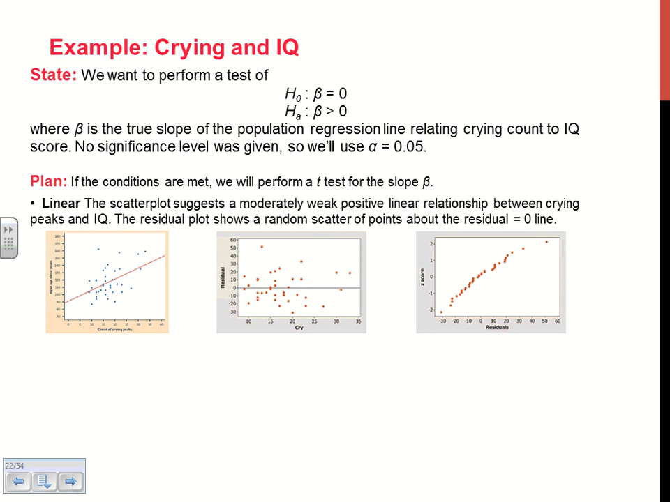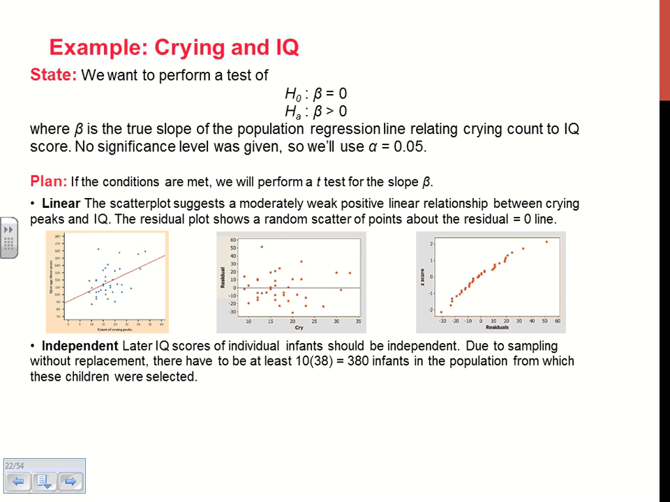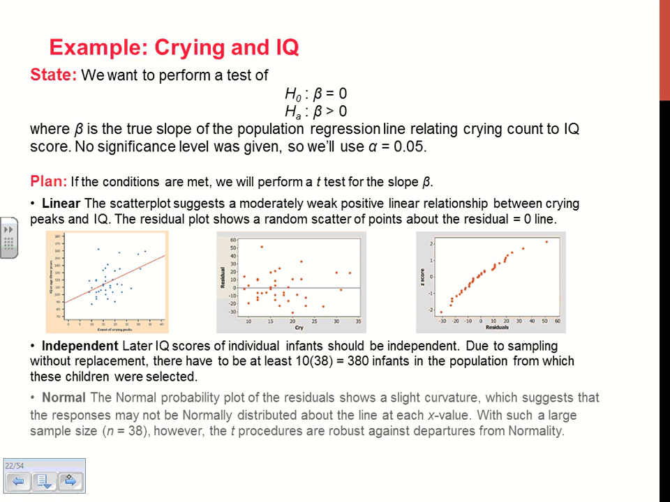So is it linear? The scatter plot suggests a moderately weak positive linear relationship. And the residual plot shows a random scatter, so linear looks to be a good fit. Independent. Later IQ scores of individual infants should be independent. Due to sampling without replacement, we have to check our 10% condition and say that there are at least 380 infants in the population from which these children were selected. Let's see, linear, independent. Normal.